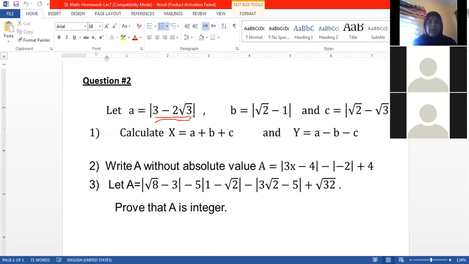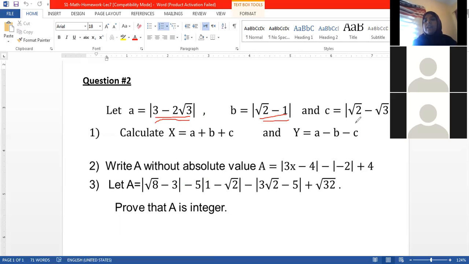By the way, is it negative or positive? Positive. It's a negative, sorry, negative. It's negative, so it becomes 2 radical 3 minus 3. Very good. What about the second one? Radical 2 minus 1. Positive. It's positive, so we keep it as it is.